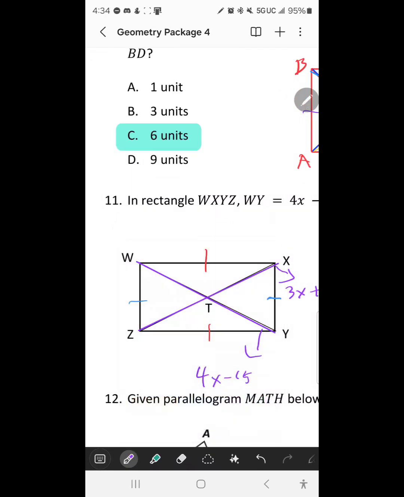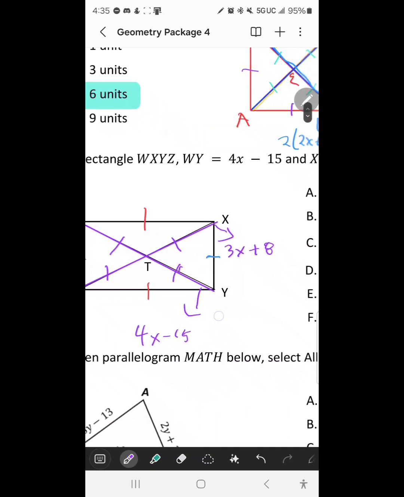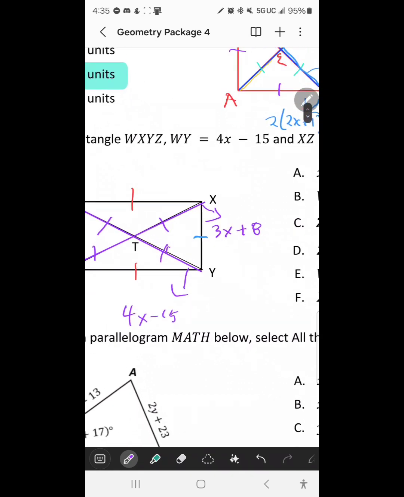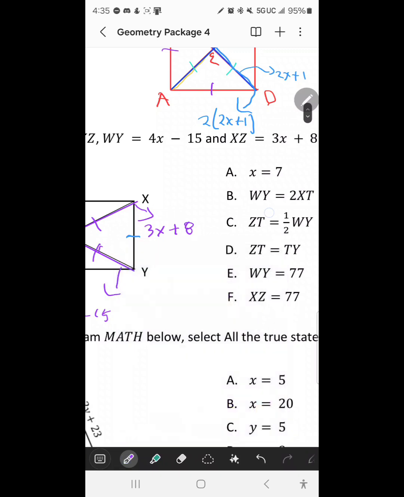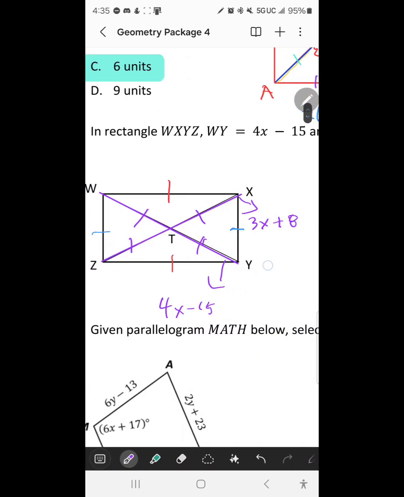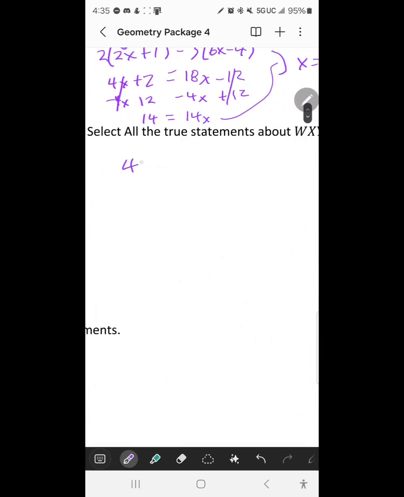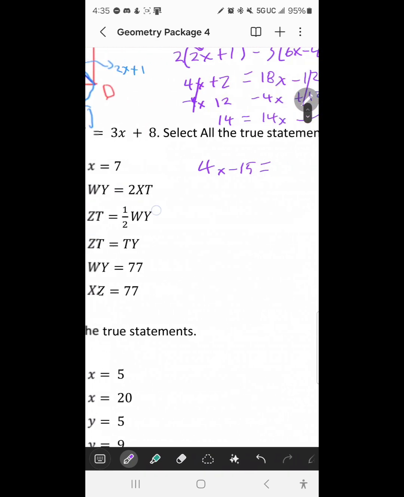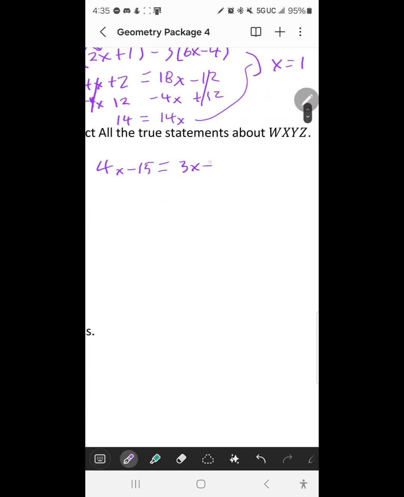I'm sorry about that. This diagonal is equal to this diagonal, and these four segments are equal to each other. Now, if those two diagonals are equal, I can make 4x minus 15 equal 3x plus a. So I'm just going to subtract 3x from both sides and add 15.